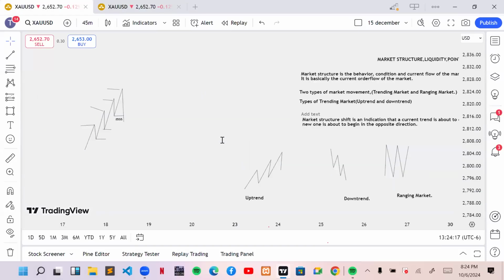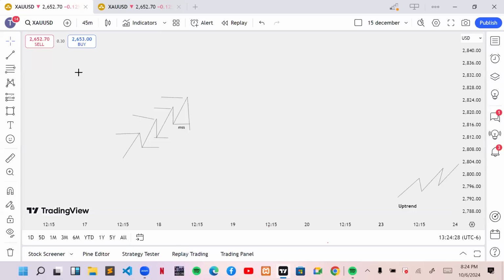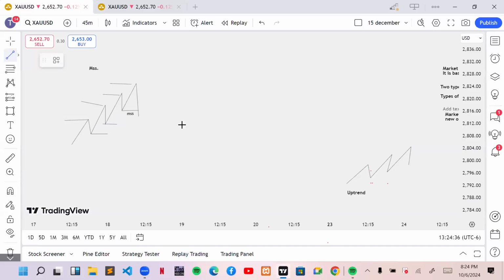The market was on an uptrend, higher highs, higher lows, higher highs, and then broke the last low and made a lower low. This has already turned the market from a previous uptrend to a downtrend. That is market structure shift. Same as the market being on a downtrend and turning bullish.